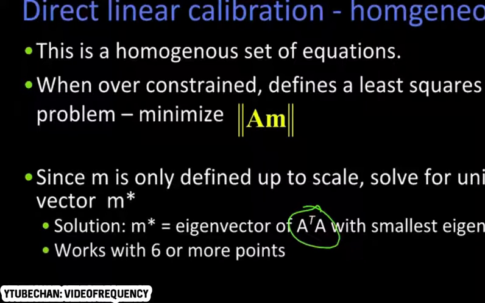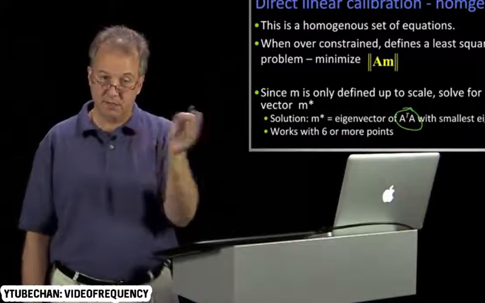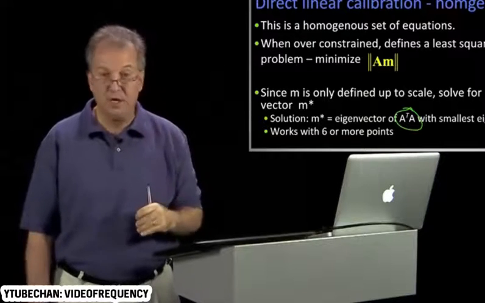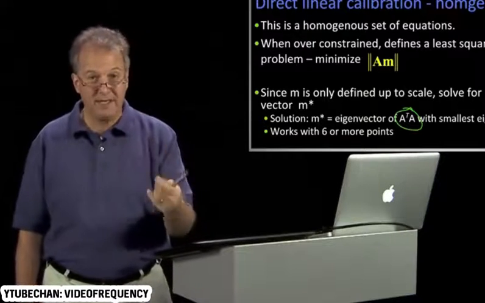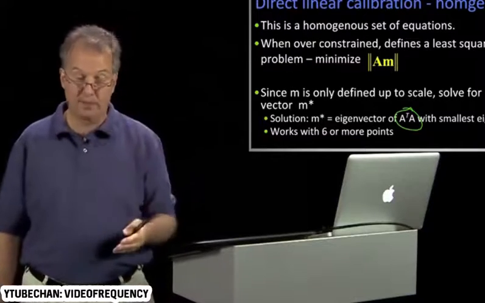And by the way, this only works when you have 6 or more points, and that should make sense, right? How many degrees of freedom are there in M? There's 11, because there's 12, but only up to a scale. Well, I get 2 equations per point, so I'm going to need at least 6 points. But of course, this works a lot better the more points you have.